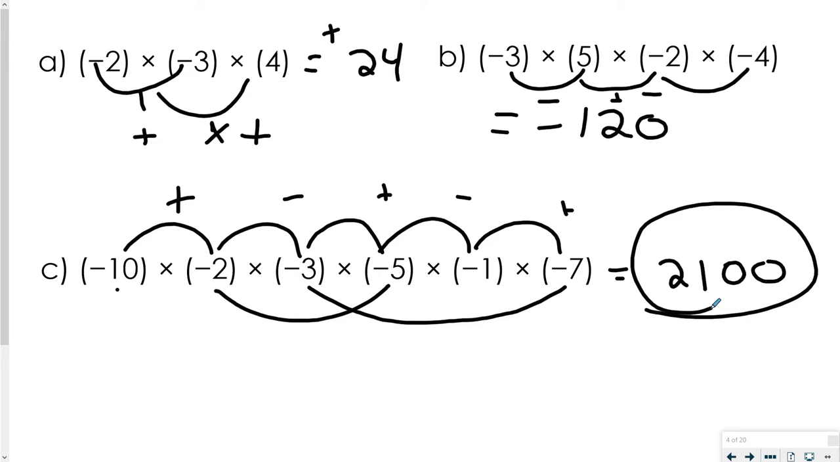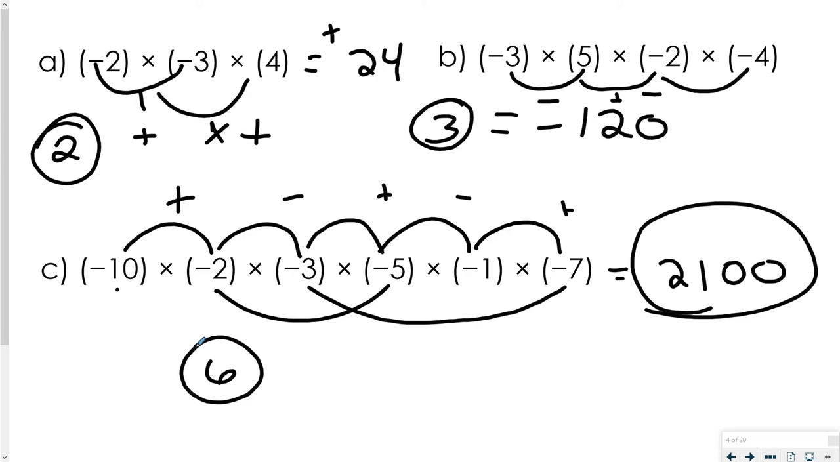Okay. Notice, please, how many negatives are in A? There are 2 negatives. There are 3 negatives in B. And there are 1, 2, 3, 4, 5, 6 negatives in C. There is a pattern when you're multiplying and the number of negatives. That's why I'm pointing this out. Okay.